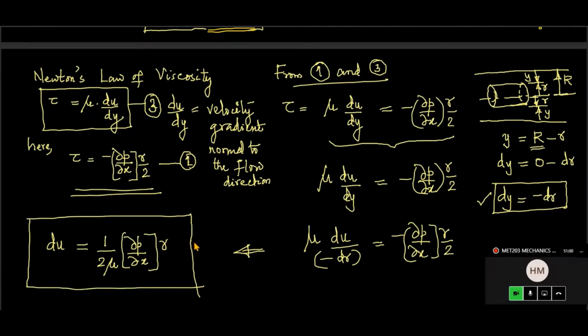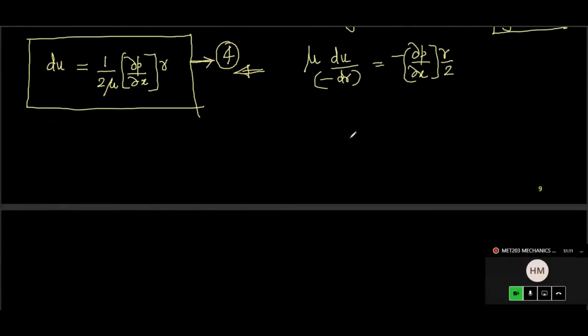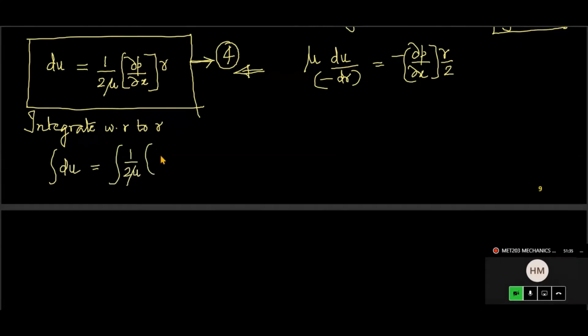By integrating this expression, for the time being you name it as equation number 4. And this equation you have to integrate and obtain the velocity. So we will integrate now with respect to r. So what do you get? Integral du, that is u. Then the integral of 1 by 2 mu and dou p by dou x, that is essentially for a cross section.